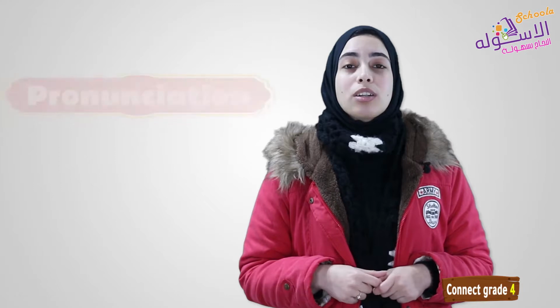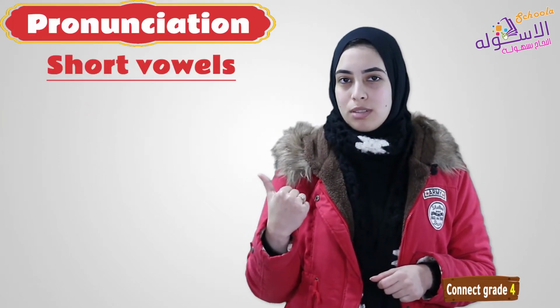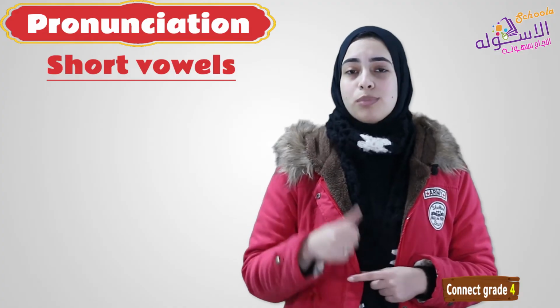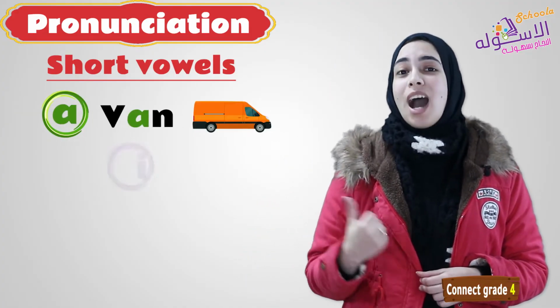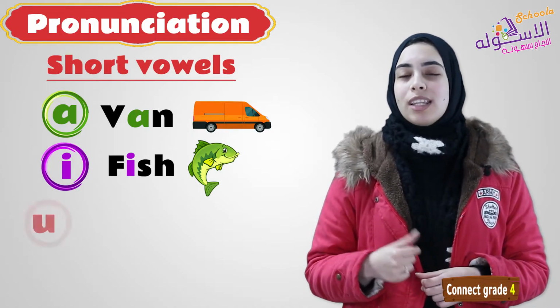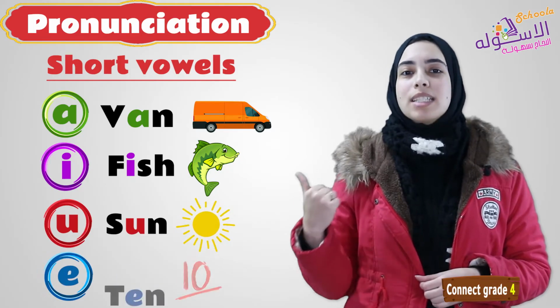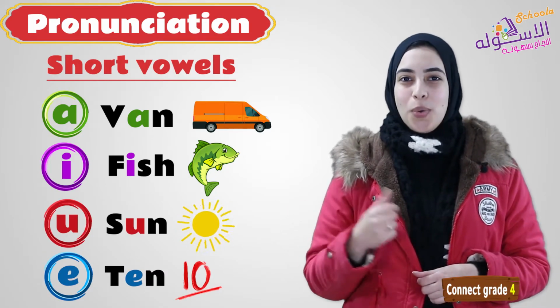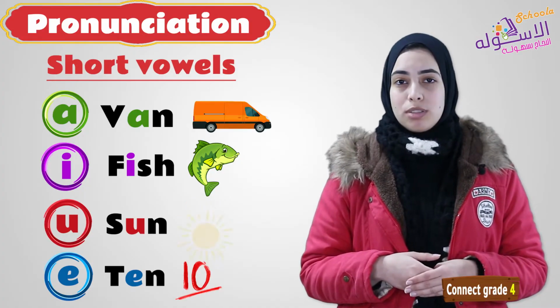كمان today we are going to learn about the pronunciation of the short vowels, okay? For example, short A like van, short I like fish, short U like sun, and short E like ten, okay? Well, and then we are going to give more examples about these vowels.